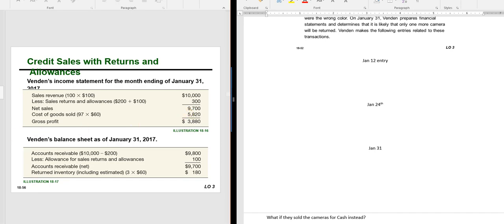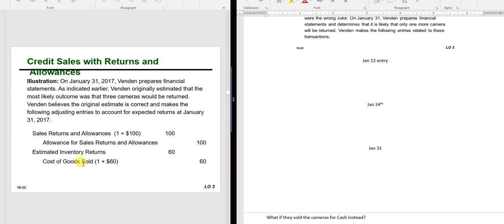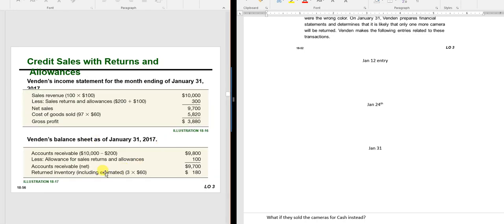of 97. So if you made a T account of cost of goods sold, notice all three of them, even the estimated one, are coming out of cost of goods sold. And then my balance sheet, I'm going to have my accounts receivable minus my, honestly, we'll have two lines because you're going to have an allowance for doubtful accounts and an allowance for sales returns and allowances. And then also on the balance sheet, I'll have returned inventory, including an estimated. Okay.